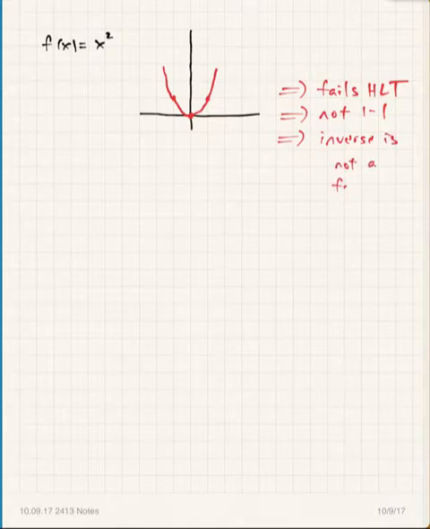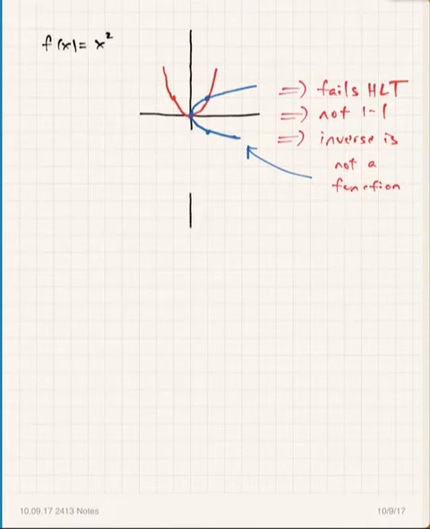Remember, that means that the inverse fails the vertical line test. And if you switched x and y and looked at the graph that was the mirror image around y equals x, you would actually get this graph right here. You can see that that's the graph of the inverse, and it's not a function.